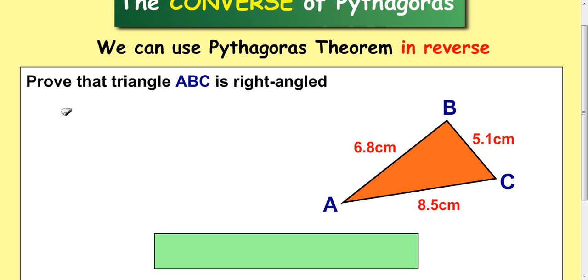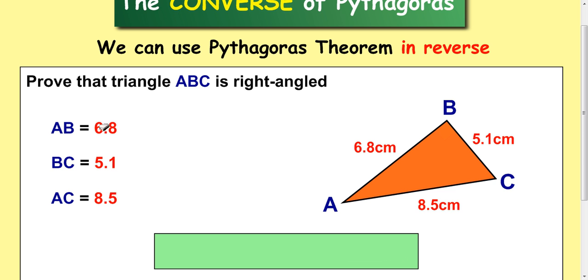So the way to do this is to write down your sides first. So side AB is 6.8, you can see from A to B 6.8. BC is 5.1, you can see over here 5.1 from B to C, and A to C is 8.5.